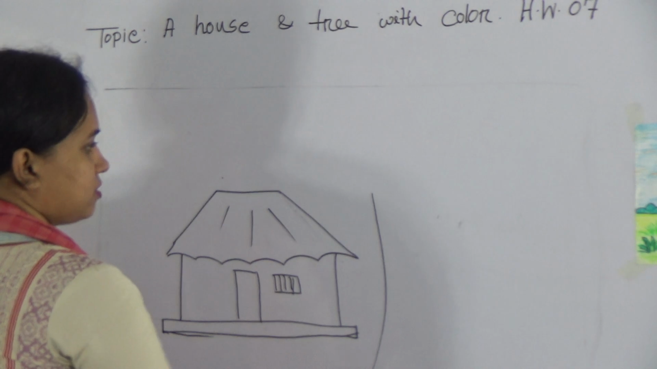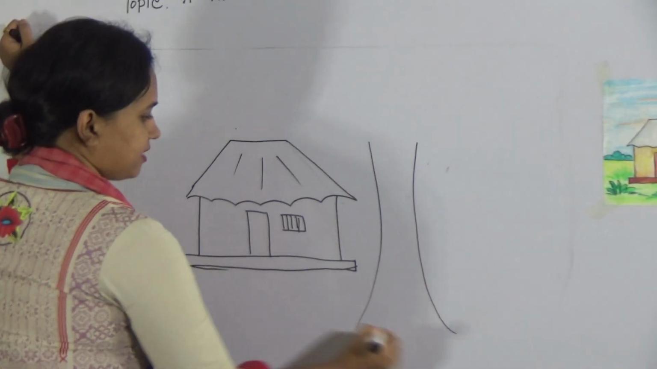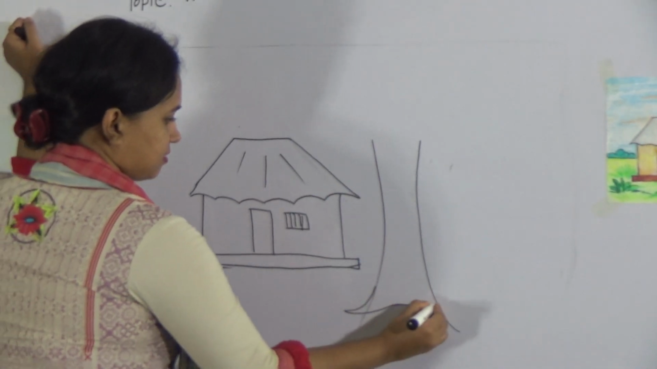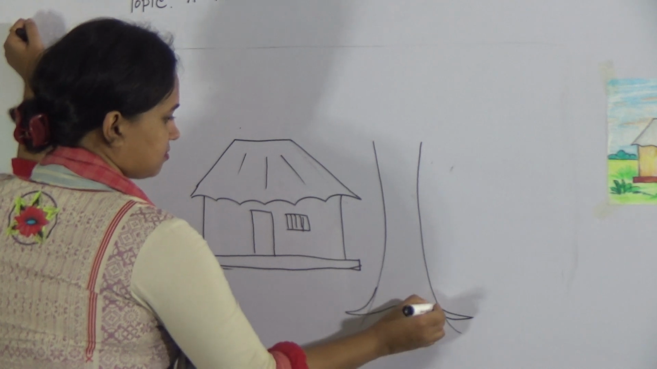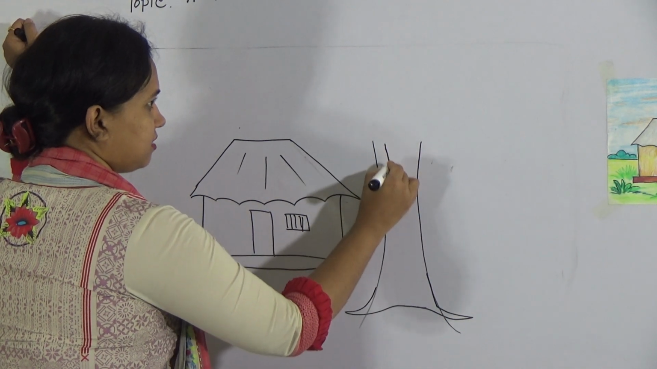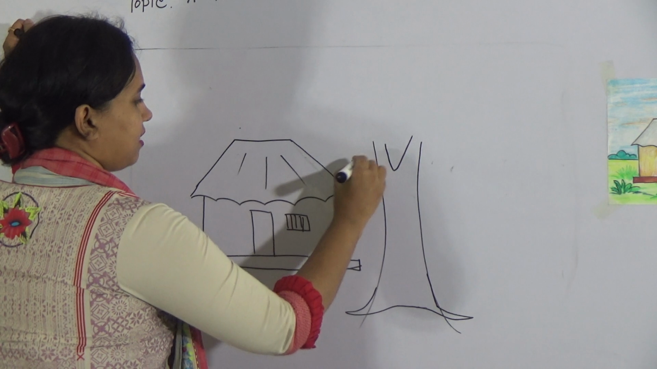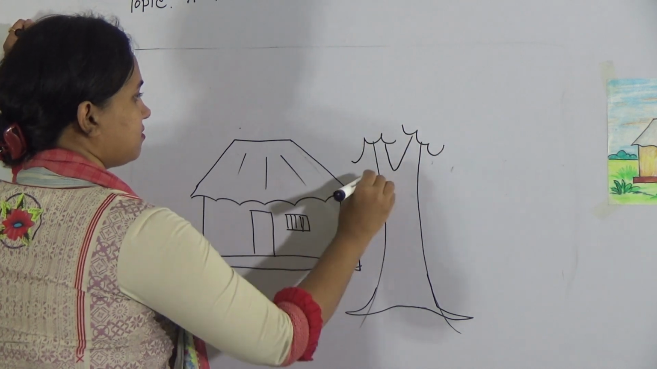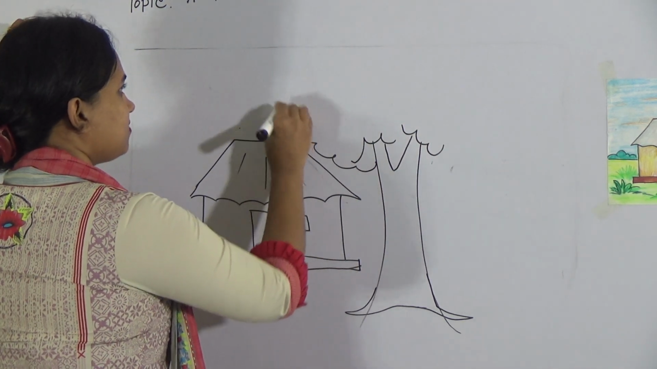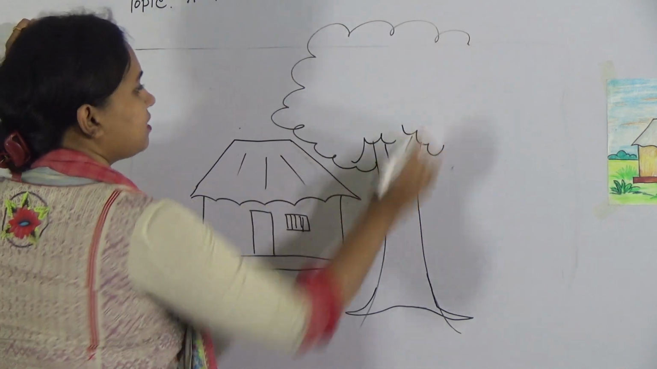You know how to draw a tree. Give two lines like this. Give the roots and give a V, and then give some zigzag lines and complete the tree.